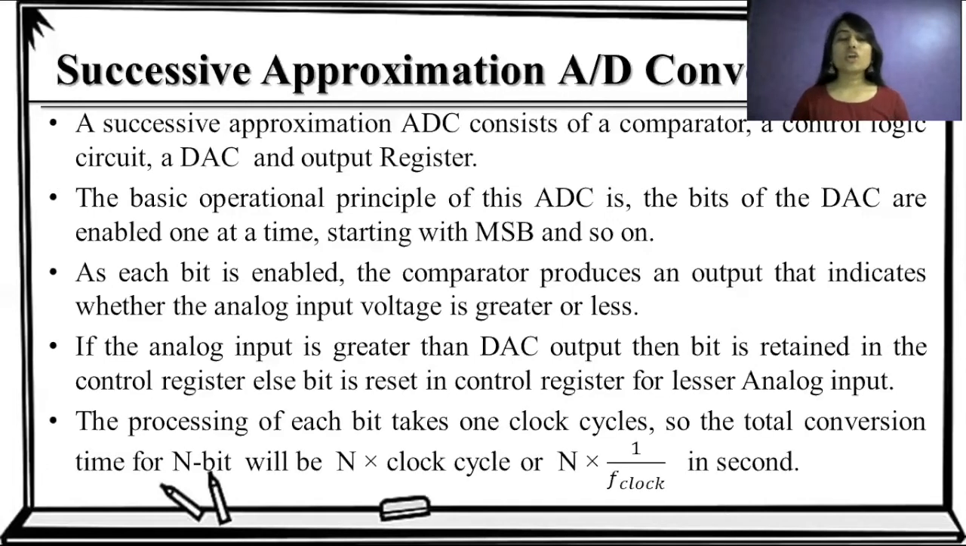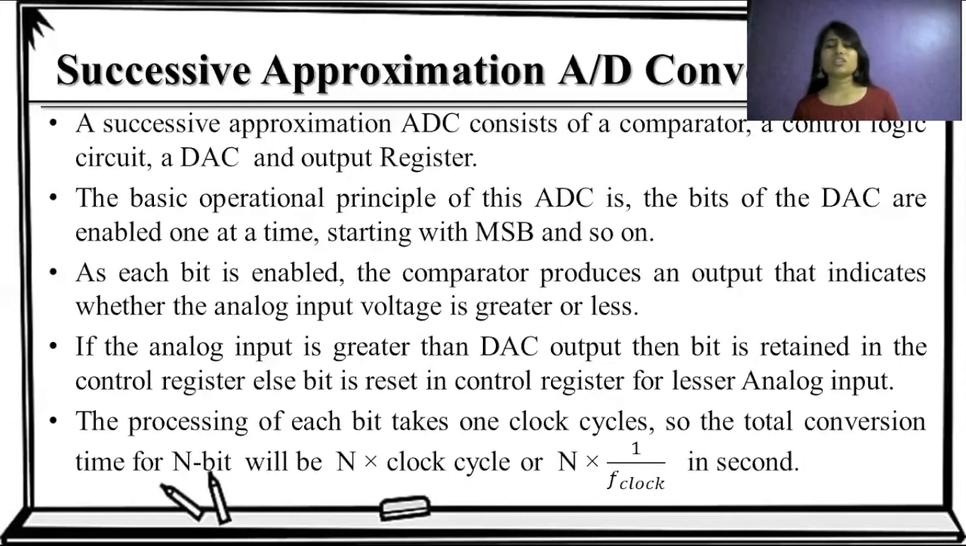The processing of each bit takes one clock cycle, so the total conversion time for n bits will be n times the clock cycle, or converting the clock cycle into a frequency term, n times 1 upon f clock in seconds. So basically, to convert analog information into digital information for an n bit digital output, we need a total of n clock cycles for this successive approximation analog to digital converter.